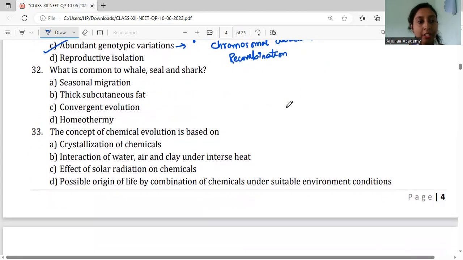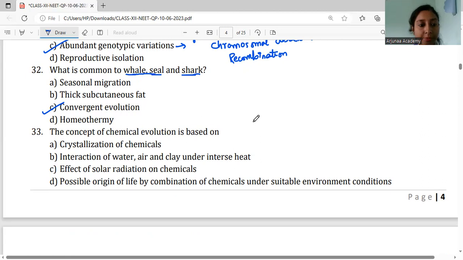Then question number 32, which is common to whale, seal and shark. If we see here, whale and seal belong to mammals. Shark belongs to fishes. So the origin of all of them is different. Whale is mammal. Shark is fish. But what is common to all of them? They are all aquatic. And if you see the forelimbs, they have flippers for swimming, right? So we know they are examples of analogous organs. Analogous organs are always due to convergent evolution because the origin is different, but because of common function, they are converging together, right? So that is convergent evolution.